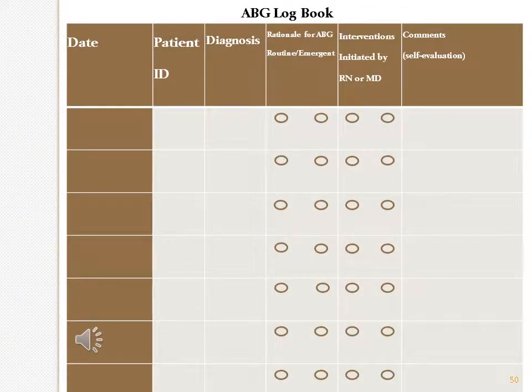This is just a copy of the logbook that we're going to keep on the unit. You record the date, the patient ID, diagnosis, the reason for the ABG. Was it routine, or was it an emergent situation? Was the intervention initiated by the RN, or was it the doctor? And then there's a column for your self-evaluation.